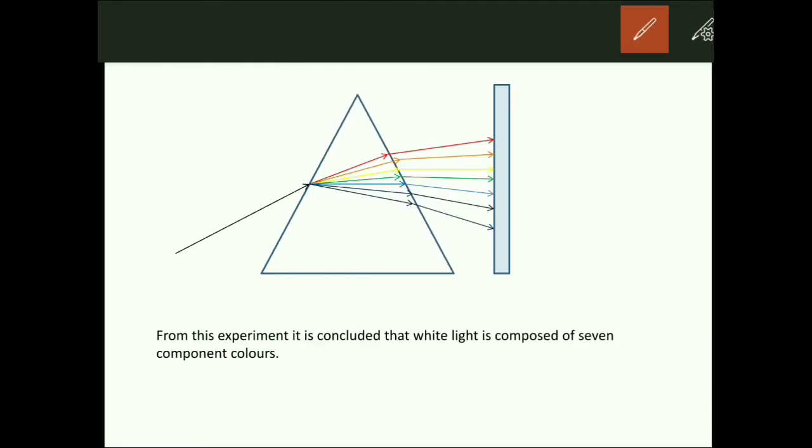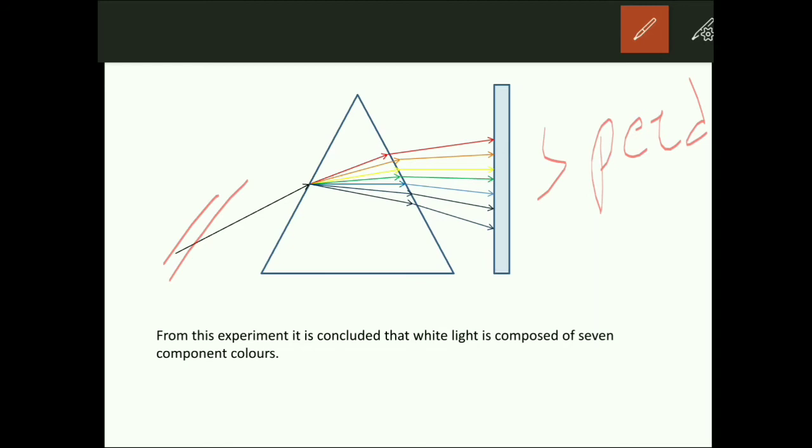Now, why are different colors deviating by different amounts? The question might come, why does the different light deviate by different amounts when it passes through the prism? The answer is because of the speed of light. Different colors have different speeds. In air, all of them have the same speed. That's why we see no different colors out there. All are moving together, because in air or in vacuum, light has the same speed.